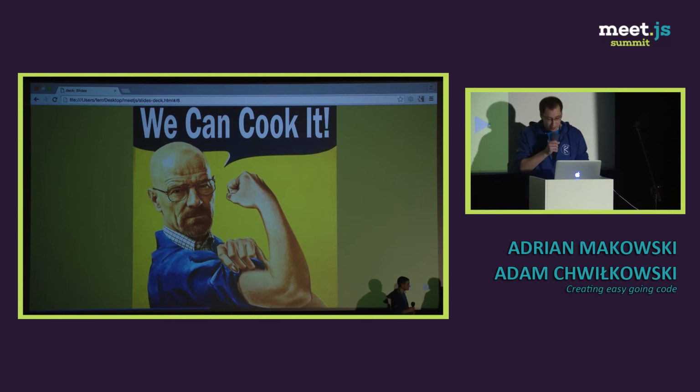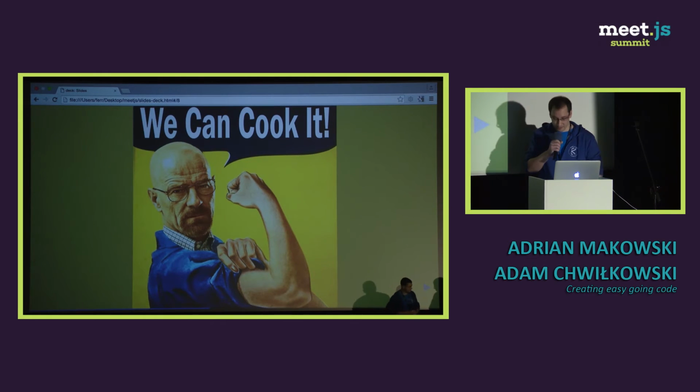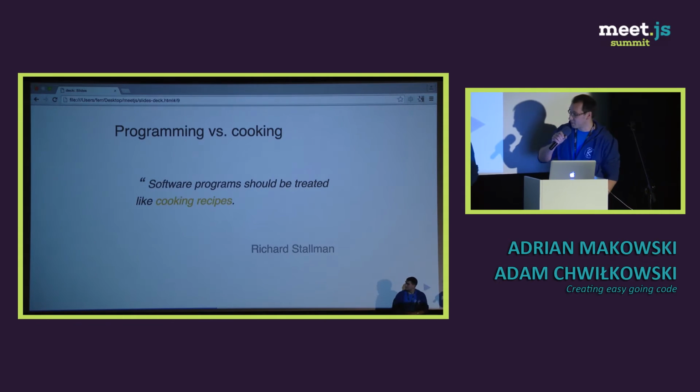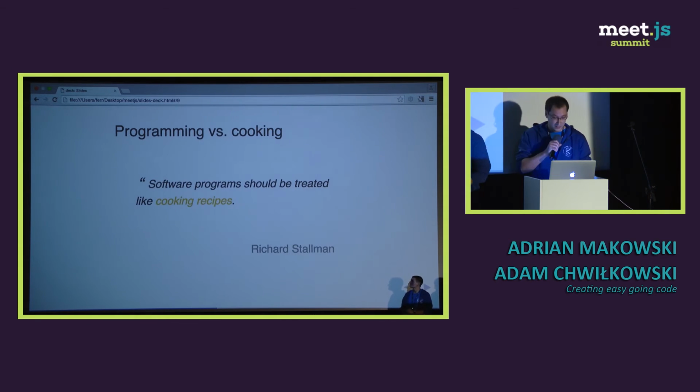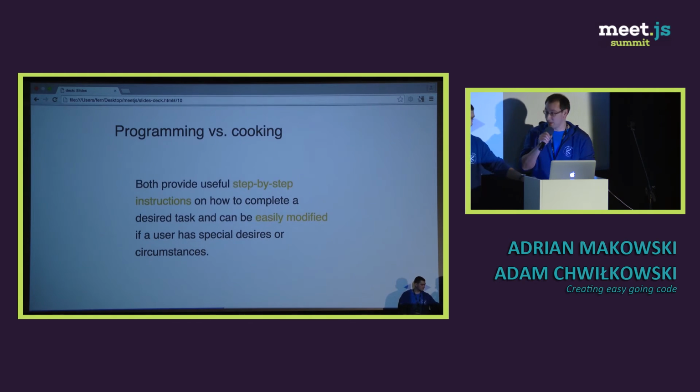Let's think for a moment that programming is cooking and try to find the similarities. Maybe this quote from Richard Stallman, from a Free Speech Conference, will help you. He wanted us to treat software programs as cooking recipes. And that's mainly because they both provide useful step-by-step instructions on how to solve a given task, and they should be easily modified. They are also shareable.